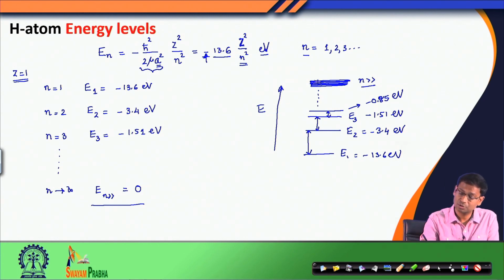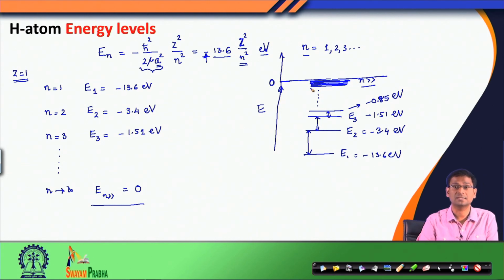And this would terminate even when n goes to a very large value. So, if I continue this on my energy axis, this is my energy 0 axis. All these energy levels will terminate when energy is 0, because when n goes to infinity, the energy is 0. So, all the states of the hydrogen atom have negative energy.